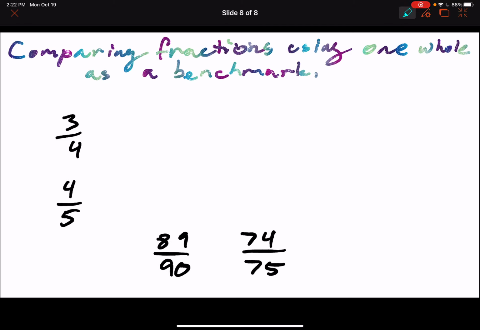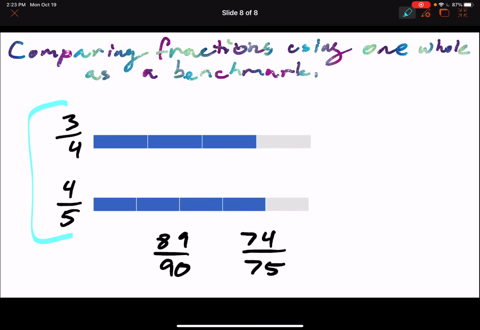Okay, so now we're comparing fractions using one whole as a benchmark. So I have these two numbers here that I'm going to compare. I have 3/4 and 4/5. Do they have the same numerator? Nope. Do they have the same denominator? Nope. So what the heck do I do? Well, you draw some fraction strips. So I have some fraction strips, and this is obviously still cut into 4 pieces, and this is still cut into 5 pieces. But I am going to look at the unshaded part.